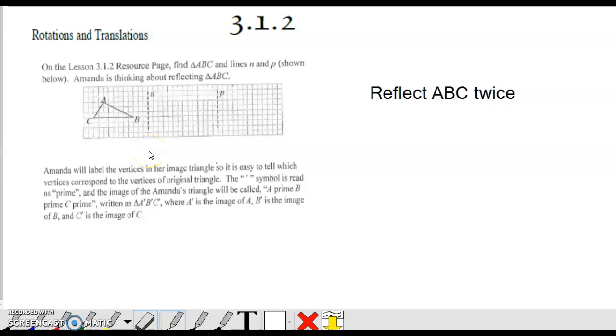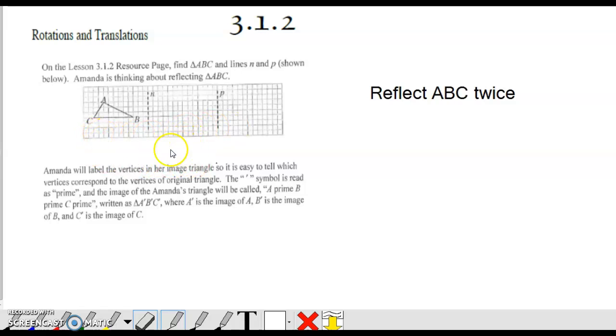Okay, so in 3.1.2, we're going to continue talking about transformations, but we're going to talk about two more, rotations and translations. But we're going to talk about it in terms of what we talked about in the first lesson, which was all about reflections.